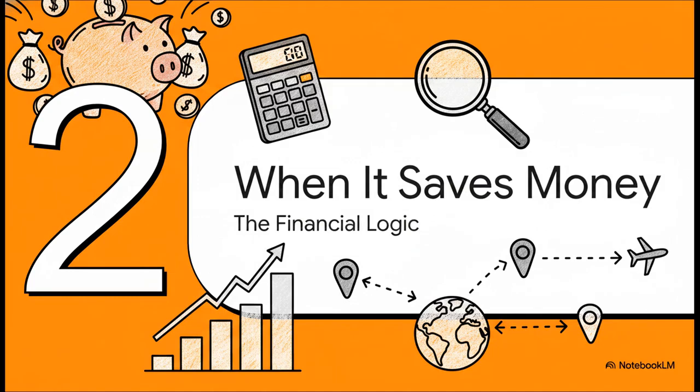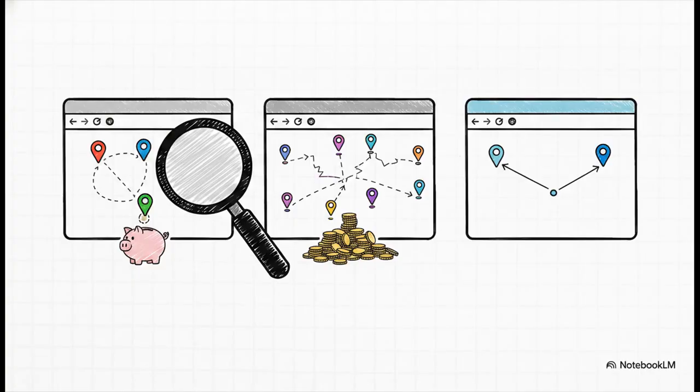Moving on to Section 2, when it saves money. Let's talk about the financial logic. Why do we care? Because buying individual one-way tickets will almost always cost you a fortune compared to a full multi-city circuit. One-way international fares carry a massive premium. Sometimes 40 to 70% more. Why? Because airlines price them for last-minute corporate travelers.